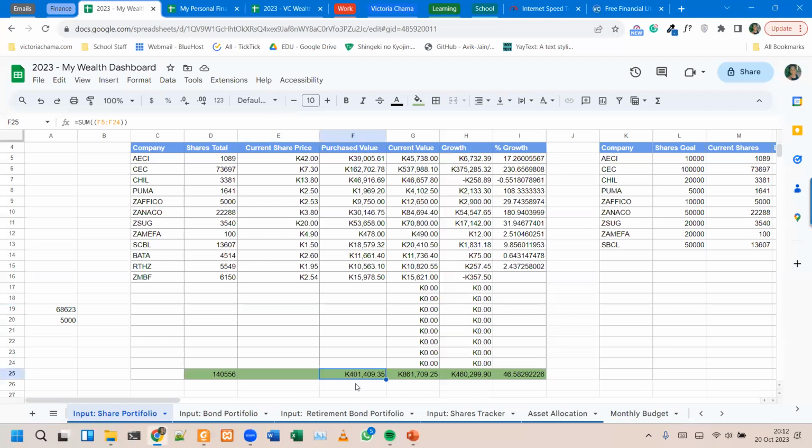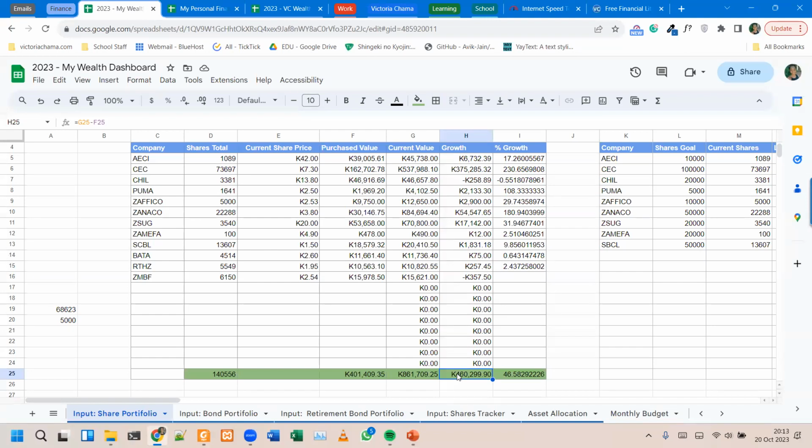This value here, sometimes I even wonder when I had this money. I have invested a total of just about 400,000 into the stock market. This is the money I have given to the companies on the exchange. But my current stock portfolio is valued at 861,000 kwacha, meaning the growth is 460,000 kwacha.